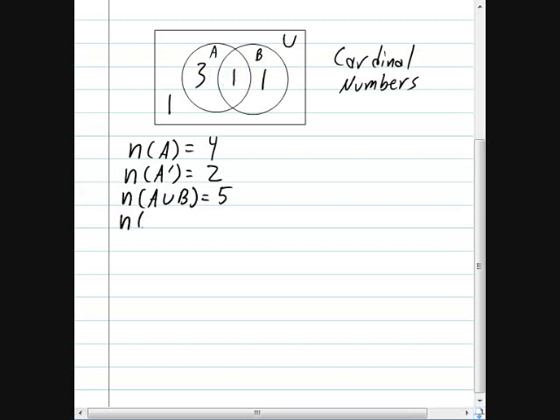If we asked for the number of elements in the universal set, a common mistake is to say that there's 1, but in fact there are 6. The universal set contains all of the elements, so we have 3 plus 1 plus 1 plus 1.